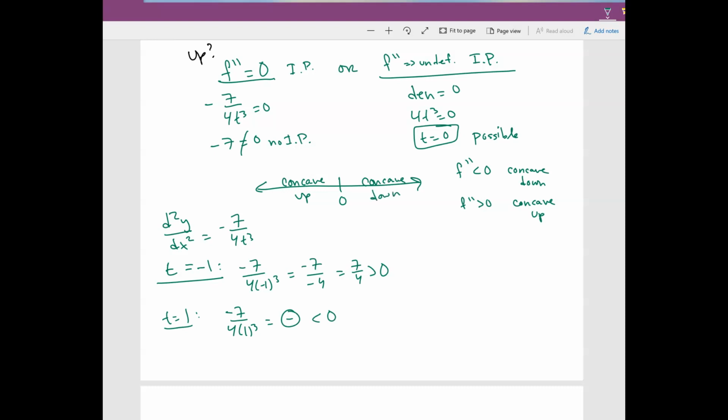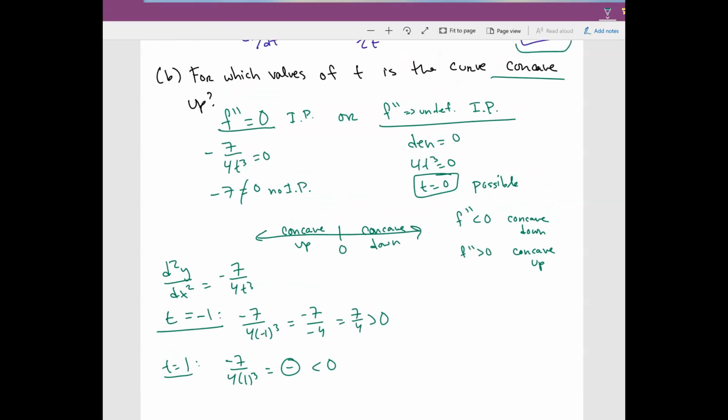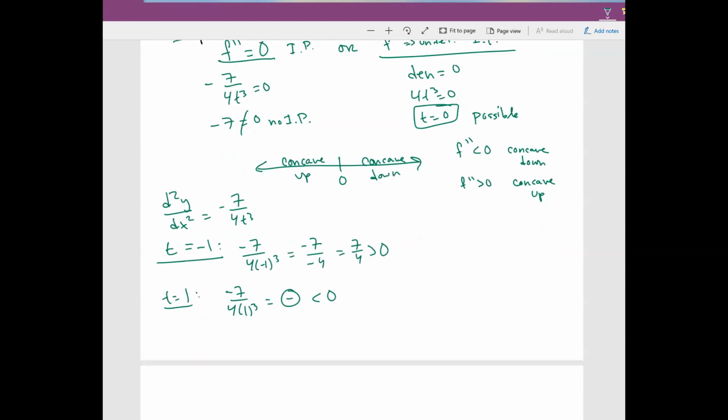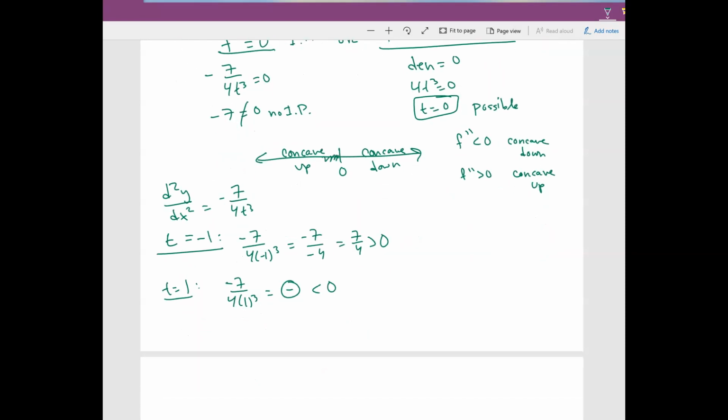Now, the problem asked us when it is concave up, so it only cares about concave up. You can see that concave up is all of this part. So it's concave up when t is from negative infinity all the way to 0. That's when it's concave up. We're not including the 0, because 0 is when the second derivative is undefined. Okay.